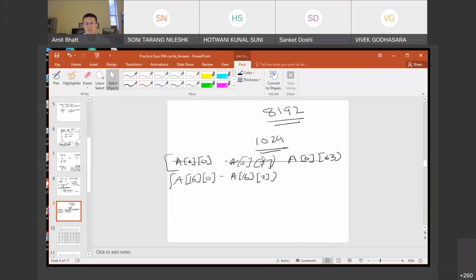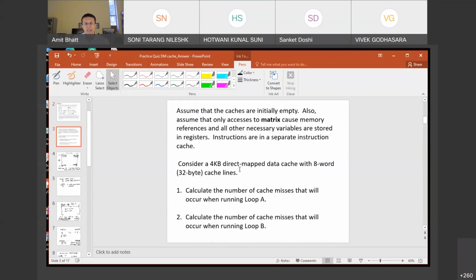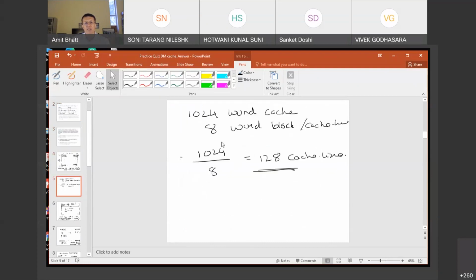And sir, what is the size of cache? Size of cache is 1024 words, right? Size of cache is already given in the data, and that is a 4 KB direct mapped cache. So 4 KB is basically 4096 bytes. So that is 1024 words, right? So I have converted it into word size, that this cache size is 1024 words. Is that clear?